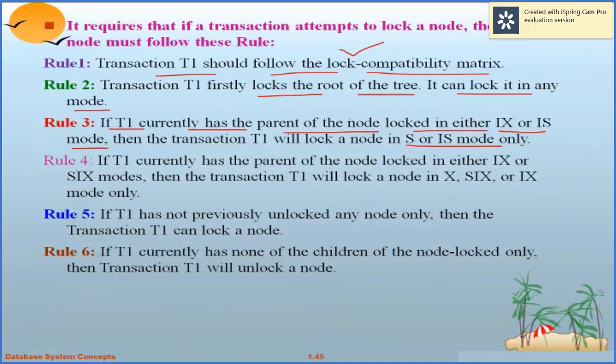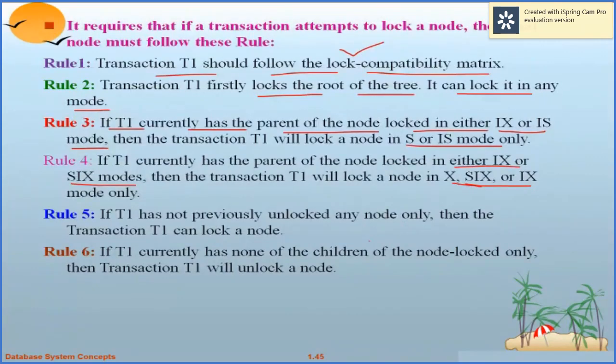So if the parent is locked with IX or IS, then the child should be allowed only S or IS mode. Next one, if T1 currently has the parent node locked in either IX or shared intention exclusive mode, in that case the transaction will be allowed to lock the node in either X, SIX or IX. So these are all obtained from the compatibility matrix.